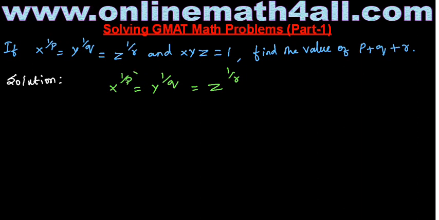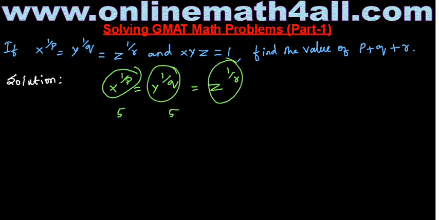For example, I'm going to consider the value of x to the power 1 over p is 5. So students, please don't be confused about how I get the value of 5. I just assume it myself. For example, the value of x to the power 1 over p is 5. Then what will be the value of y to the power 1 over q? The same, 5. What is the value of z to the power 1 over r? The same, because all of them are equal. So if we consider the value of x to the power 1 over p is 5, the same 5 is applicable for y and z, everything.